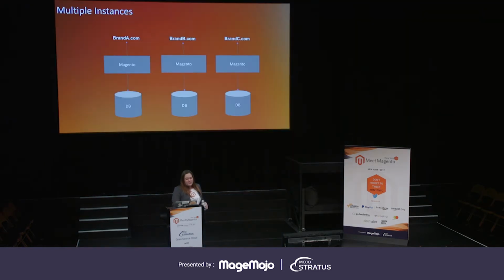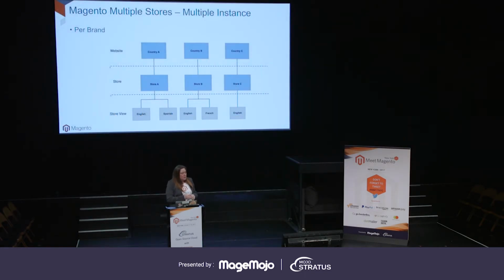Now, a multiple instance might look like this. So each brand has their own Magento, their own environment, their own version, their own application of Magento running, and their own database. And then this is how we might organize the websites in the stores. So this is per brand. This allows us to make a website for each country. So this way, each country can have different shipping and different payment methods, which is usually a necessity. Then they each have their own store, and then they can have their own languages.